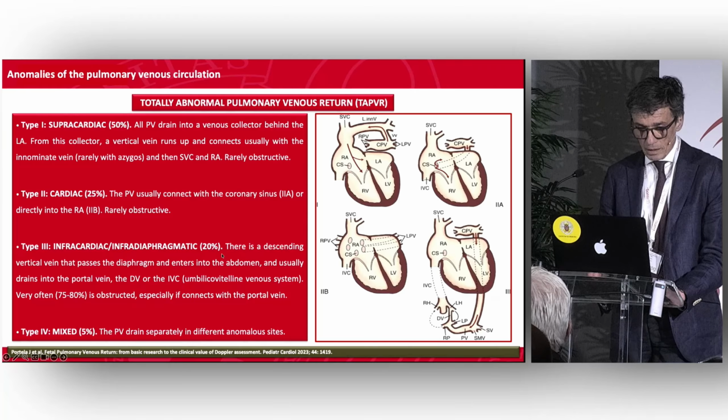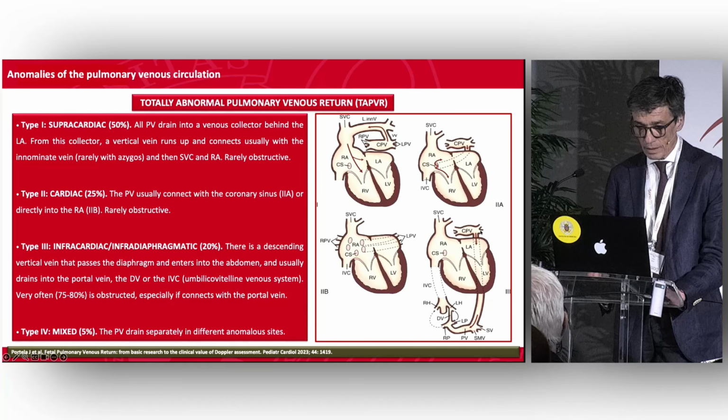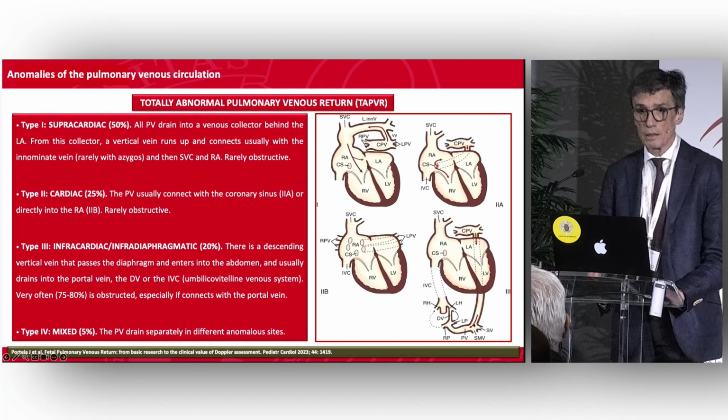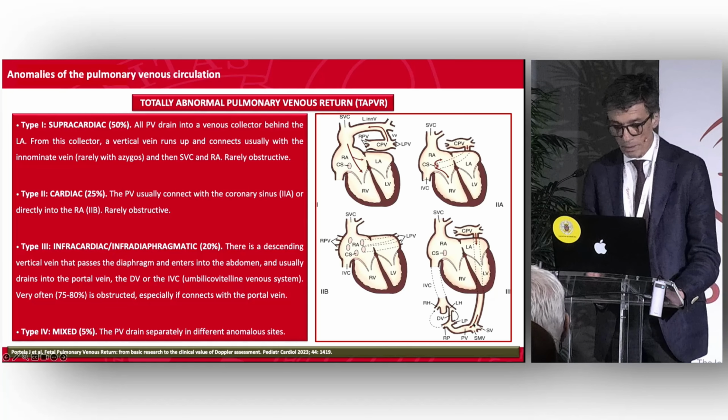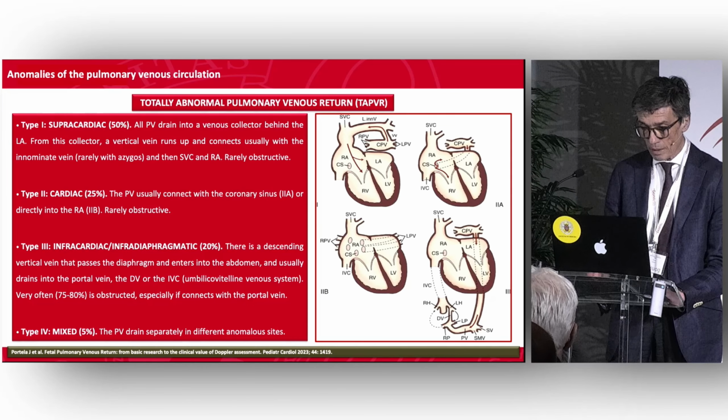And in another 20% of the cases, we have the infracardiac type, where it's a vertical vein that receives the flow of the 4 pulmonary veins, then goes down to the abdomen, usually drains in the portal vein or in the ductus venosus or even in the inferior vena cava. This is a long vertical vein that crosses the diaphragm.